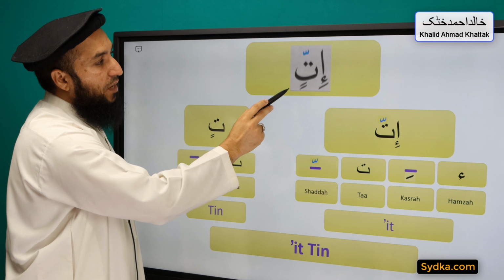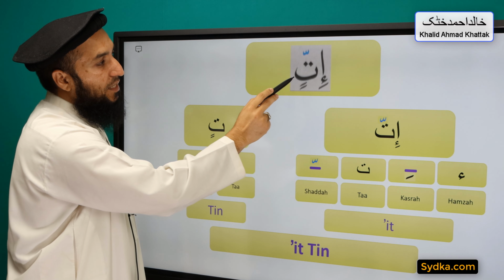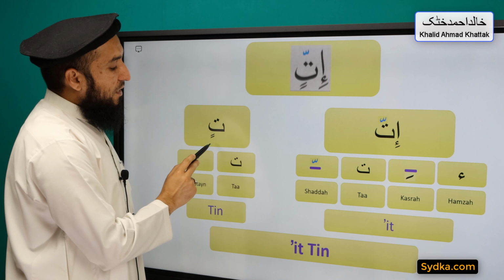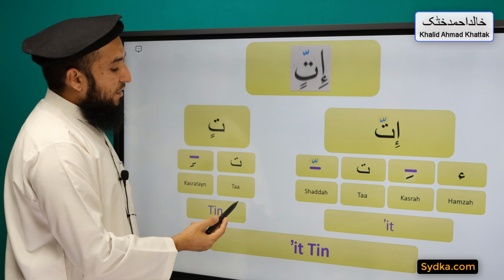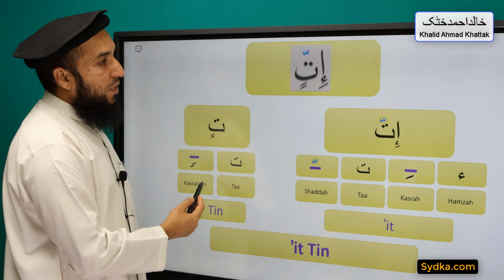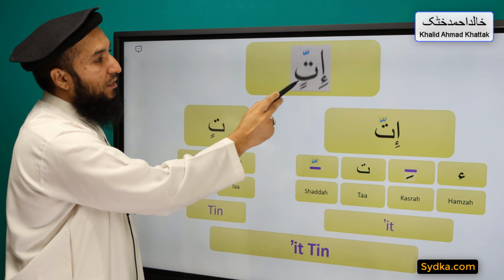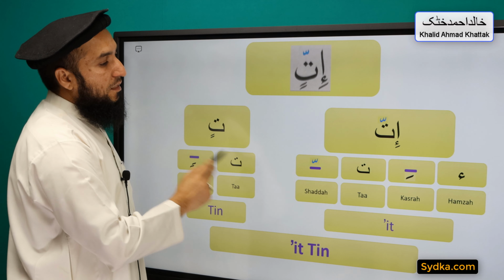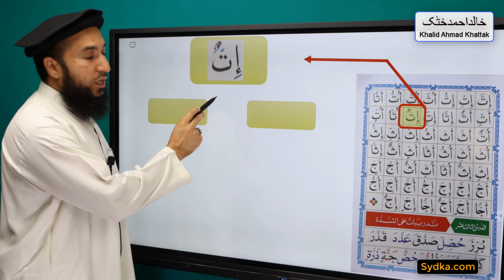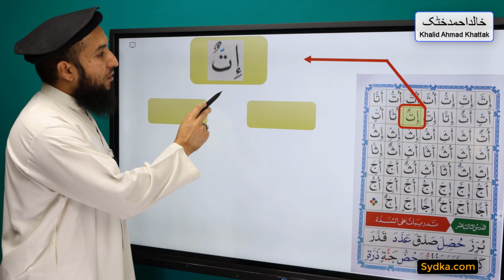The second syllable we have is Ta Kasratain, Tin. Ta is a light letter, it has Kasratain underneath. Ta Kasratain, Tin. Combining both syllables together, we have Ittin. The next word we have is Ittun.